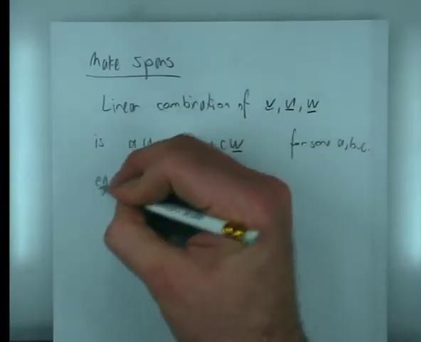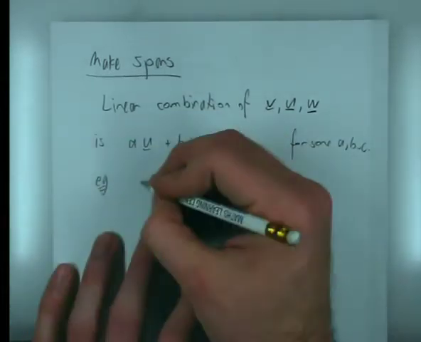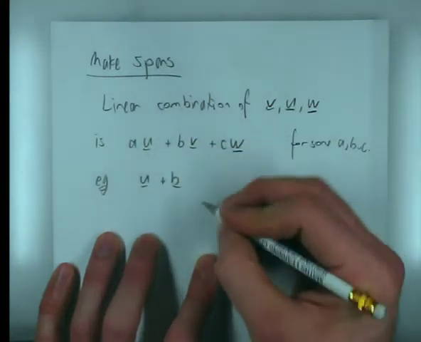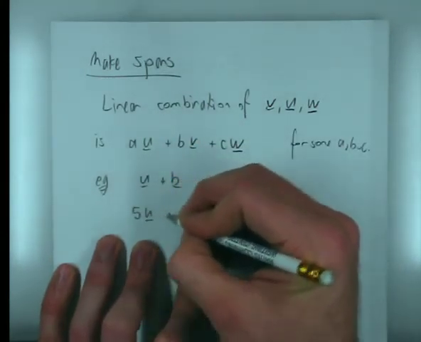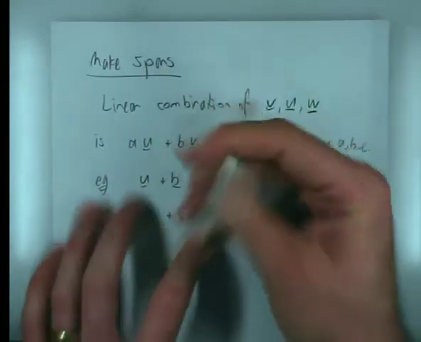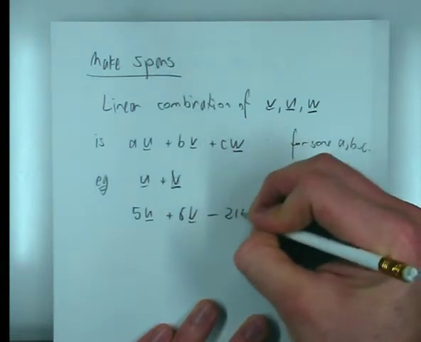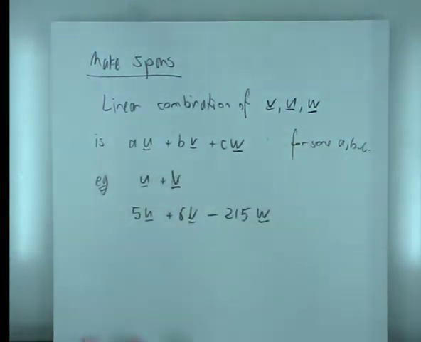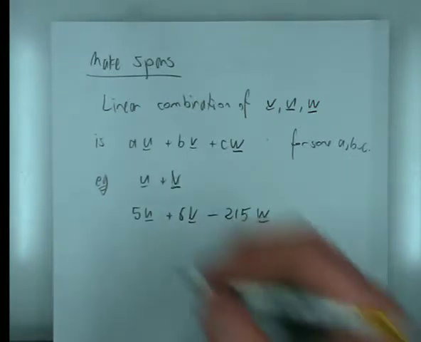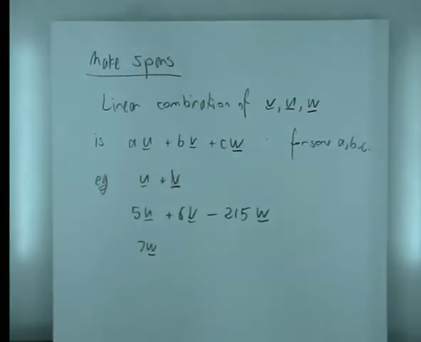So just as an example, I could do u plus v, that'd be a perfectly good one. 5u plus 6v minus 215w. I could also just have like 7w. That would be a perfectly good linear combination of all three because it's technically 0u plus 0v plus w. And the other classic linear combination is the 0 vector, because it's 0u plus 0v plus 0w.